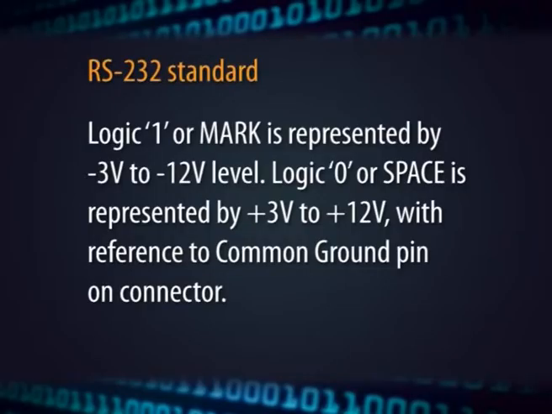The RS-232 standard defines the voltage levels that correspond to logical 1 and logical 0 levels for the data transmission and the control signal lines. Logic 1, or mark, is represented by -3 volts to -12 volts level. Logic 0, or space, is represented by +3 volts to +12 volts with reference to common ground pin on the connector. Consequently, the range between -3 volts and +3 volts is not a valid RS-232 level.